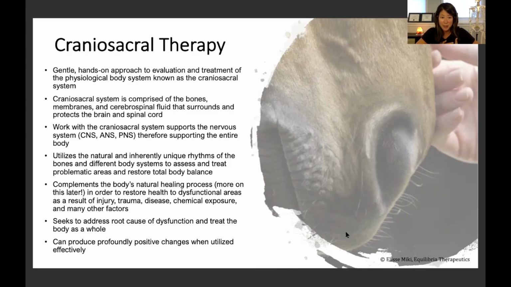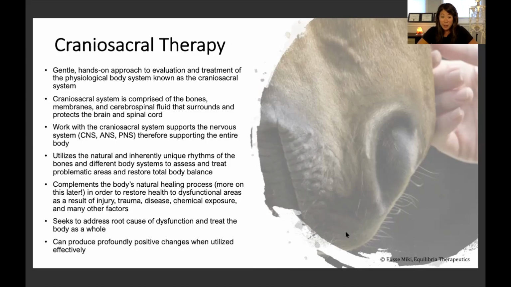So the craniosacral system is comprised of the bones, the membranes that attach these bones, as well as the cerebrospinal fluid that circulates around the spinal cord and up around the cranial bones. The CSF, which we'll be referring to in this course, cerebrospinal fluid, is always circulating, and the job of that is to protect the brain and the spinal cord. So we're going to teach you how to pick up these rhythms, but just so you get an understanding, we're working with multiple layers here: the bones, the membranes, as well as the fluids that are moving around.